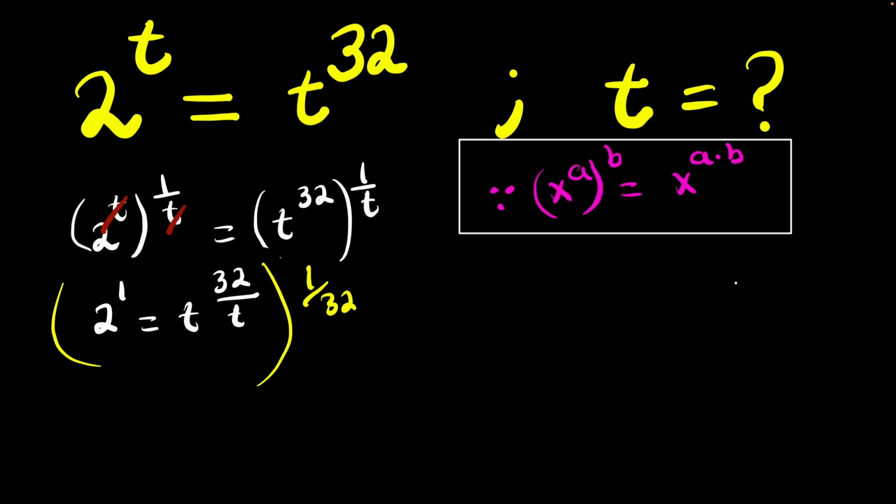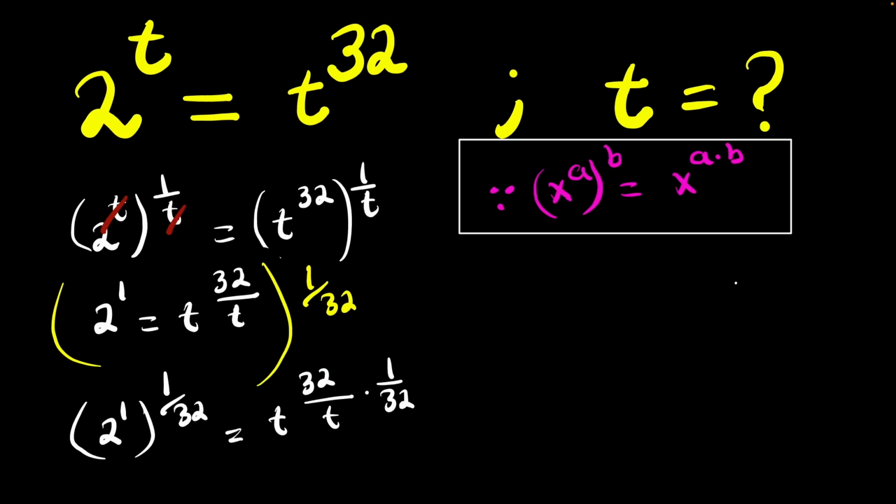So what do I mean by this? It means I'm gonna raise the left side by 1 over 32 as well as the right side by 1 over 32. T times 1 over 32. So now I can eliminate 32 by 32, and we would have 2 to the 1 over 32 is equal to t to the 1 over t.